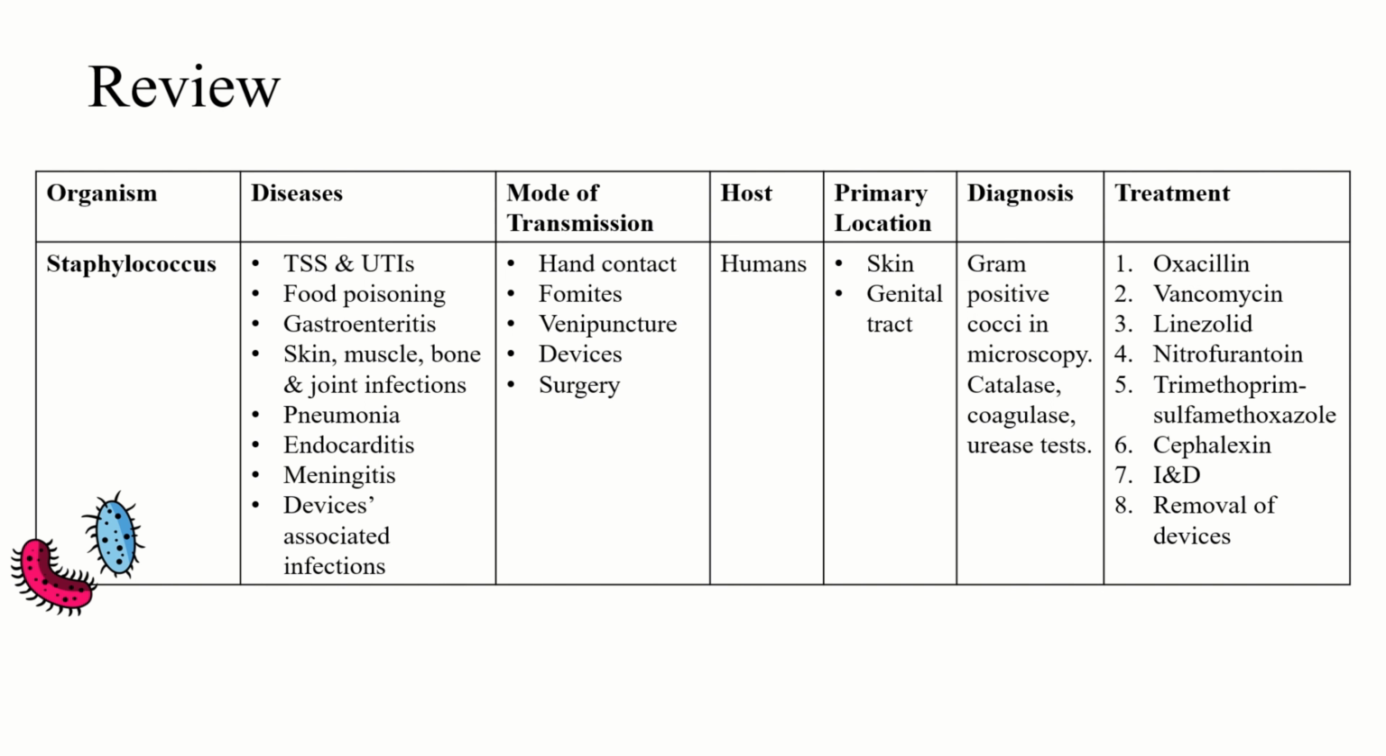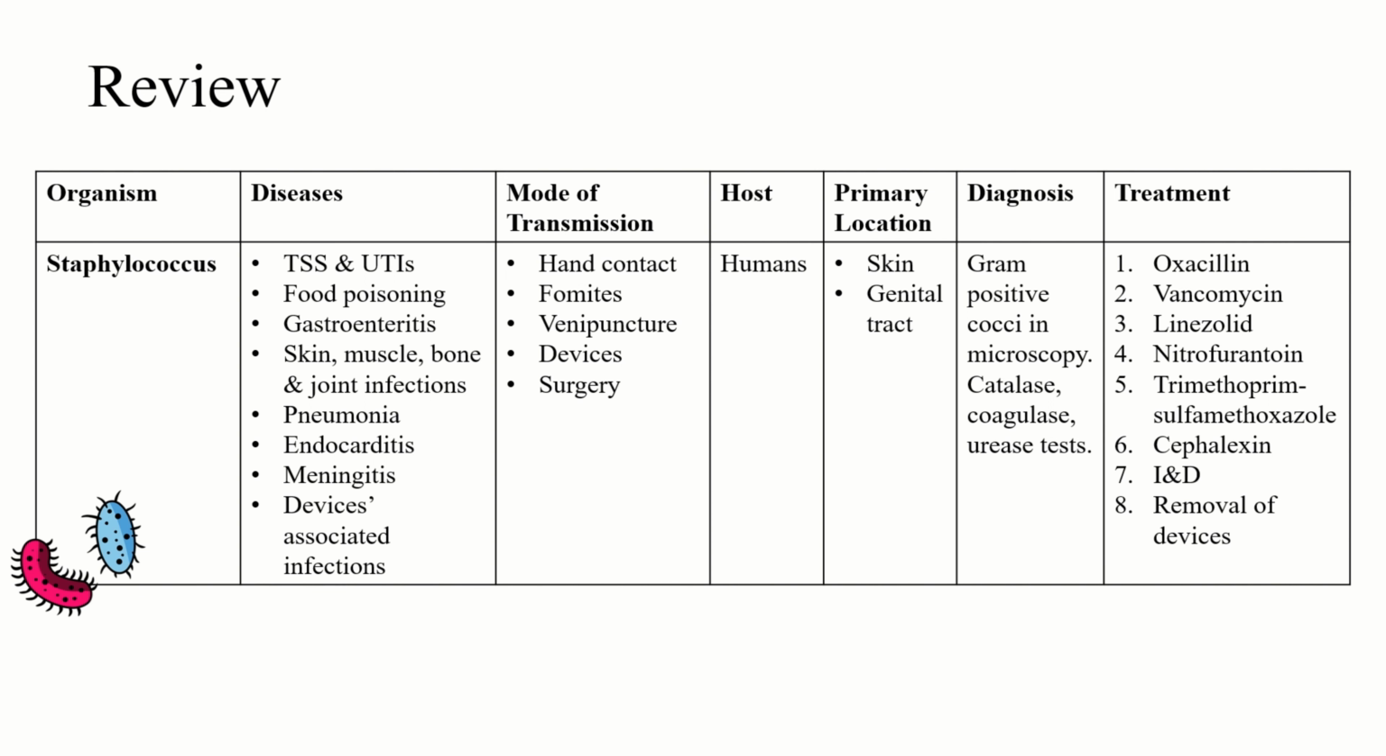Let's review everything really quick. The organism is Staphylococcus, which is responsible for causing diseases like toxic shock syndrome, UTIs, food poisoning, and secondary to that is gastroenteritis, some skin, muscle, bone, and joint infections, organ infections like pneumonia, endocarditis, meningitis, and device associated infections like catheters and prosthetic implants associated infections. Transmission occurs by hand contact, fomites, venipuncture, devices, and surgery. Hosts are the human beings. Primary locations are skin and genital tract.